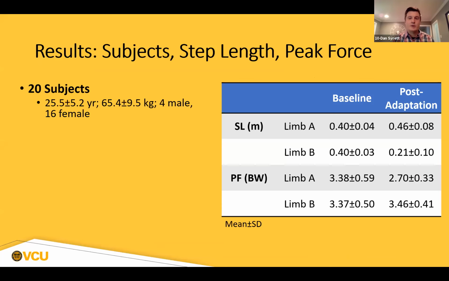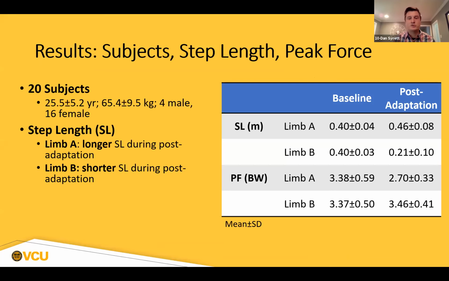So in order to do so, we had 20 young, healthy subjects undergo the split belt treadmill paradigm. They adapted for 15 minutes and we captured data during a baseline walking trial, as well as the first few seconds of the post-adaptation condition. We calculated step lengths using Visual 3D, and I want to delineate limb A as being the limb with the longer step length during the post-adaptation condition, the limb that was assigned to the fast belt, and limb B is the one with the shorter step length during the post-adaptation condition, the one that was assigned to the slow belt.